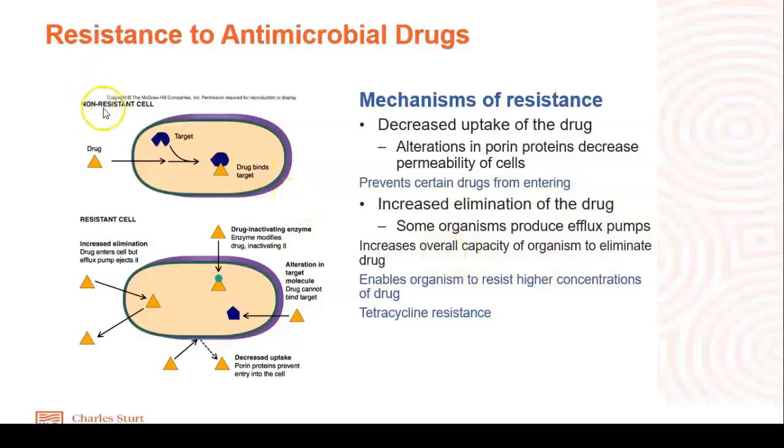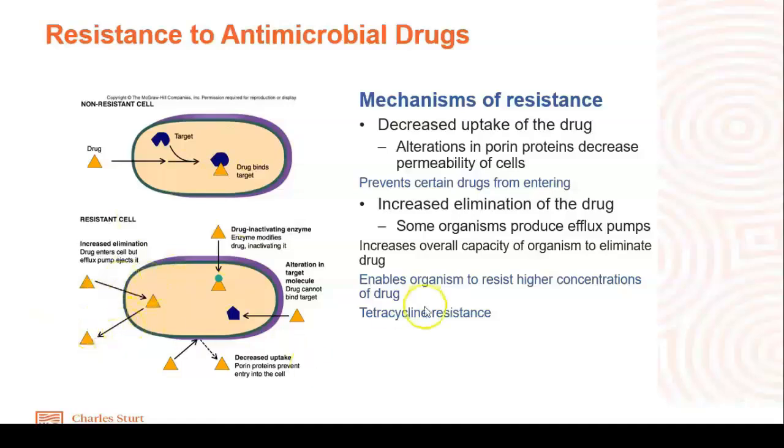Some microorganisms produce efflux pumps, and that increases the overall capacity of the organism to eliminate the drug. Here you can see we have a sensitive cell or non-resistant microbe, and we have our drug. The drug enters and binds to a particular target, and it's going to kill that microbe or halt its growth. We have here some microbes that have these efflux pumps. The drug enters, but the efflux pump of the bacteria pumps it straight back out again.